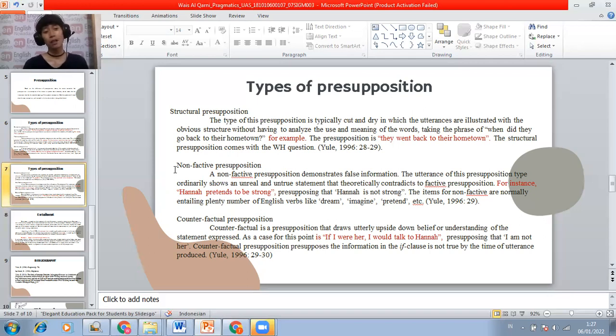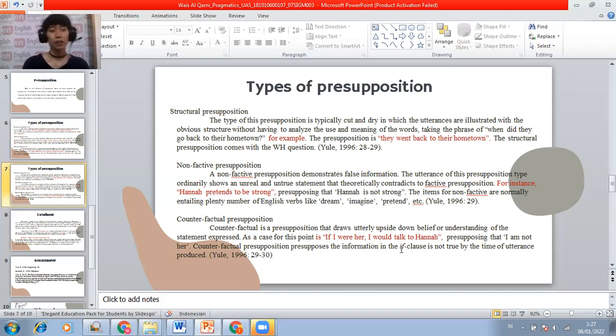The last presupposition we have is counterfactual presuppositions. This is a presupposition that draws utterly upside down beliefs or understanding of the statements expressed. So a case for this point is, if I were her, I would talk to Hannah. All right, probably I misexplained there. So if I were her, I would talk to Hannah, presupposing that I'm not her.